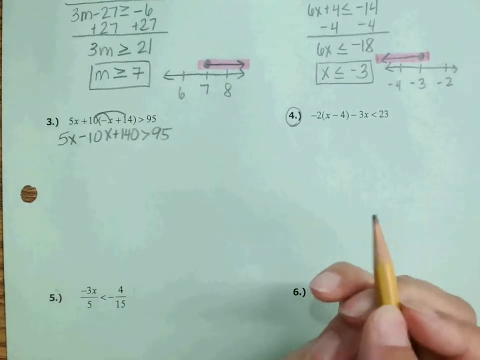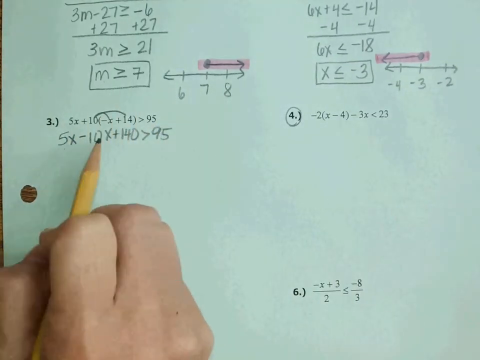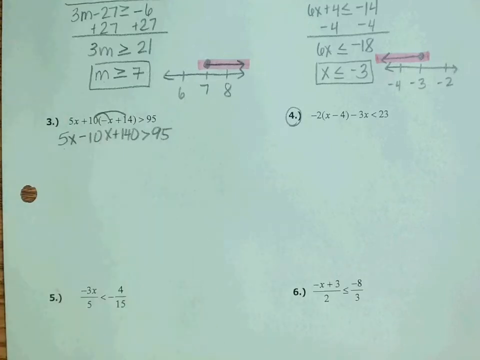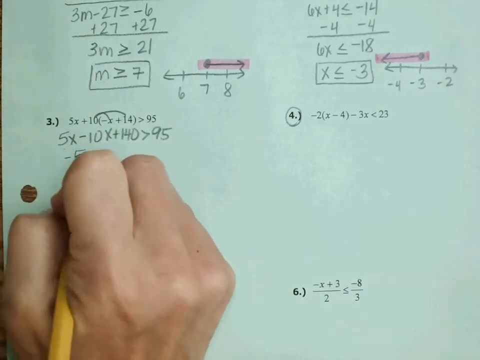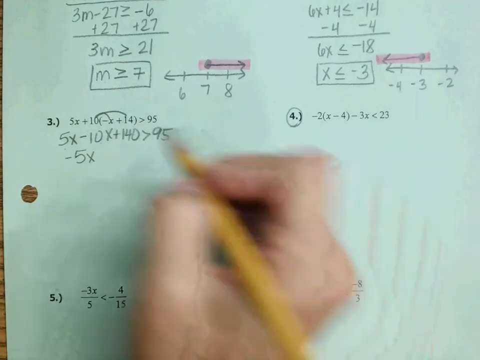Now my next step, I see I have variable terms on the same side, so I'm going to combine like terms. So I have negative 5x, and then everything else is going to just get dropped down.